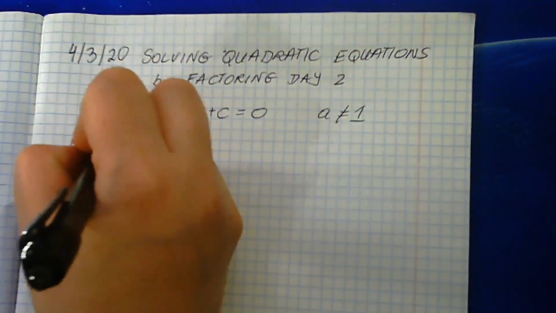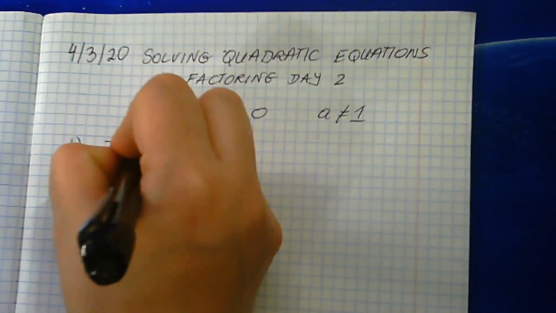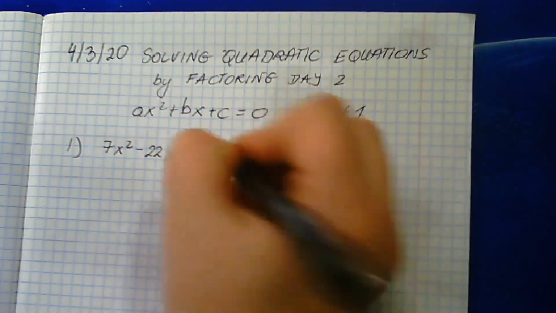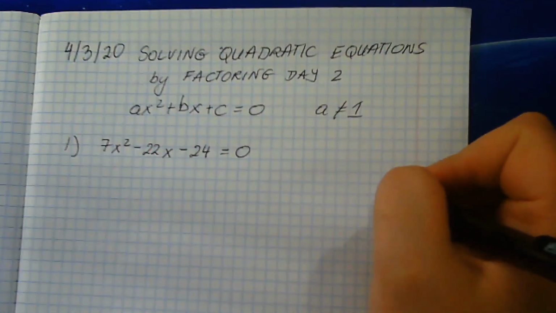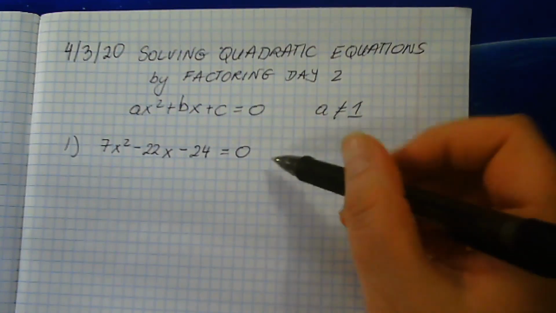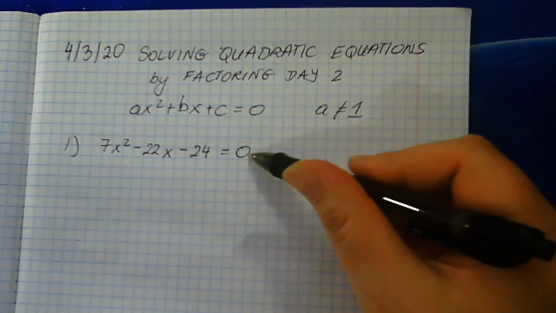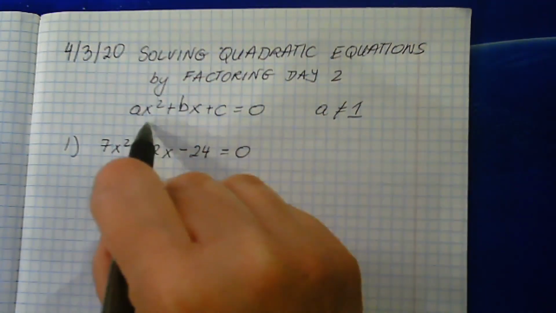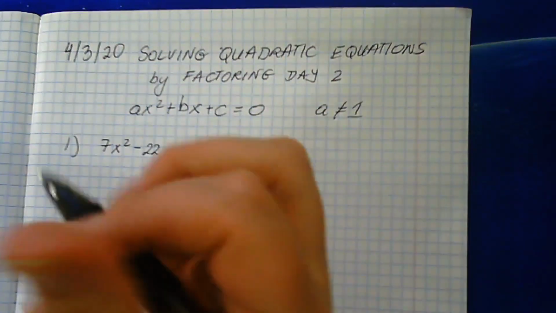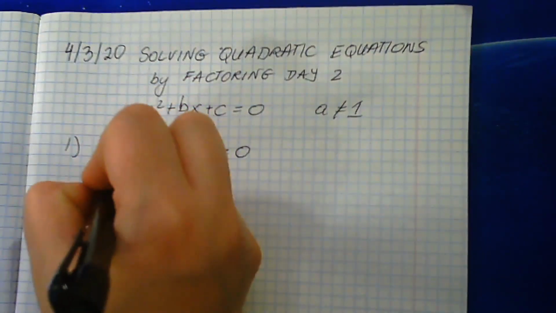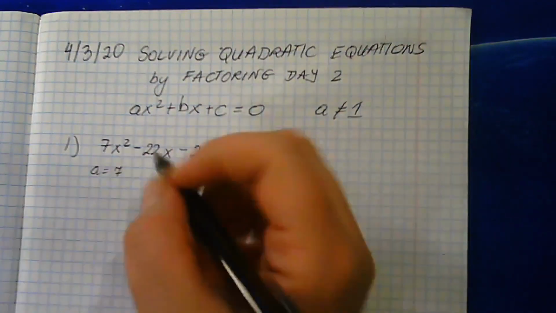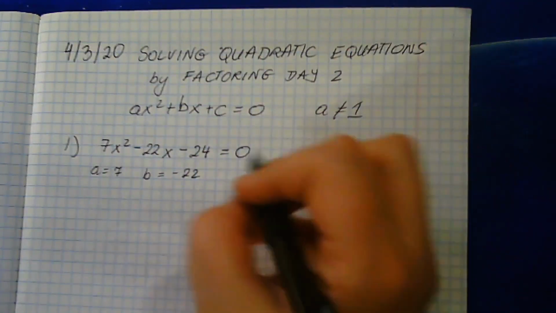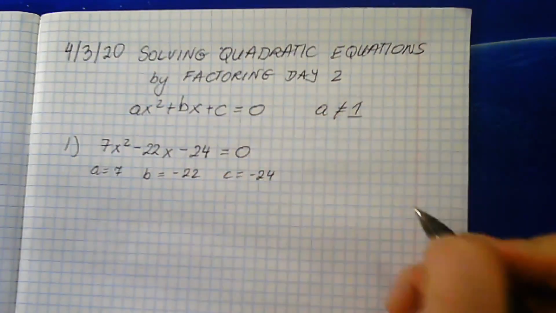For example, I have 7x squared minus 22x minus 24. Now, I did not mention that last time, but you have to remember that when you're solving something like that, it always has to equal 0. So if this number is not 0, you always have to move it back to the equation, so it's in this form. Okay, so if you want to list, a is 7 because it's the coefficient of x squared, b is negative 22 because it's the coefficient of x, and c is a number by itself, which is negative 24.